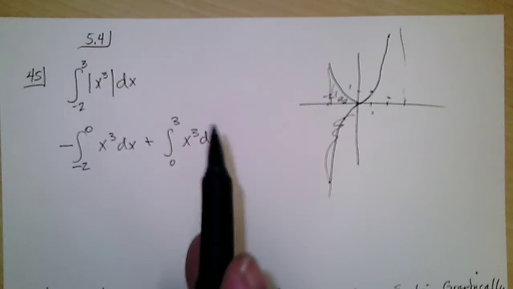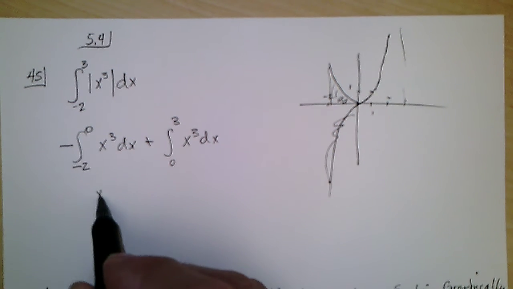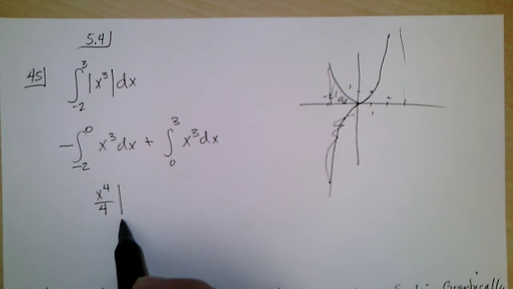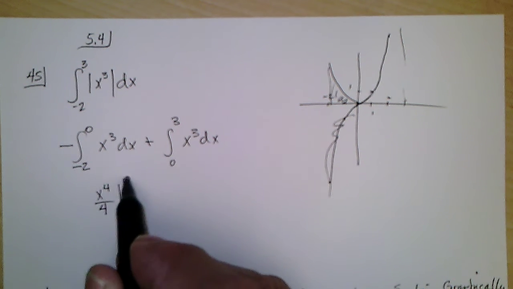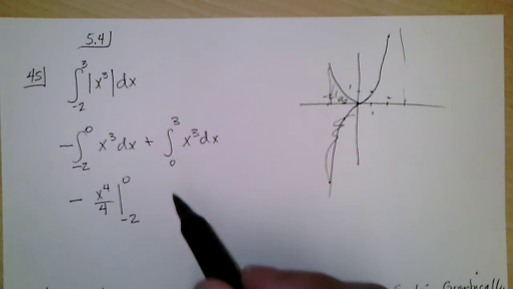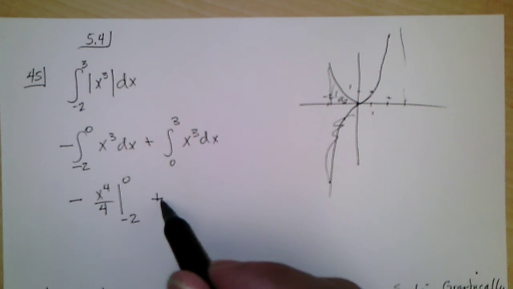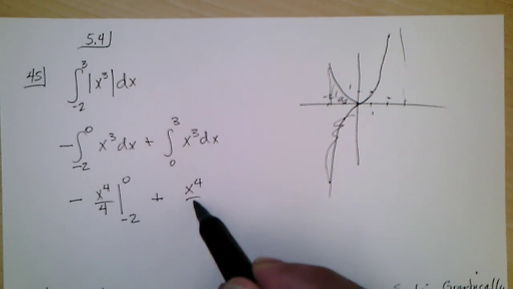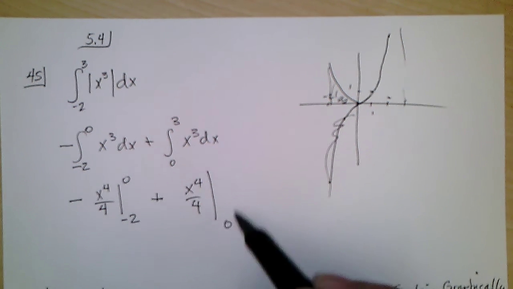Now, the integral of x cubed is x to the 4th over 4, and we're going to evaluate from minus 2 to 0 and take the negative of this area, because that would come out to be negative, plus x to the 4th over 4 evaluated from 0 to 3.